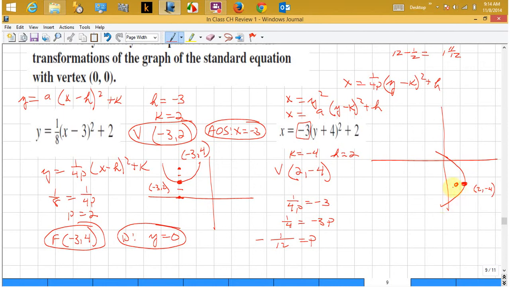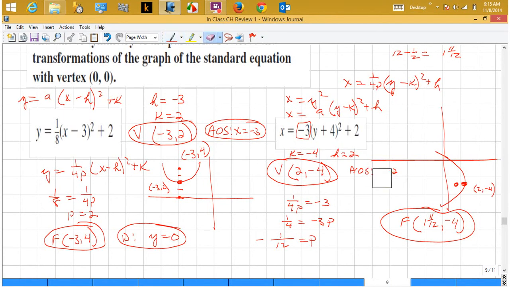So my focus would be right there, and it would have a coordinate. The x value would be 1 11/12, and the y value would still be negative 4. So there's my focus. I've already found the vertex. The axis of symmetry would be at x is equal to 2. No, sorry, let's try that again. The axis of symmetry is going to be cutting through here, which would be y is equal to negative 4.